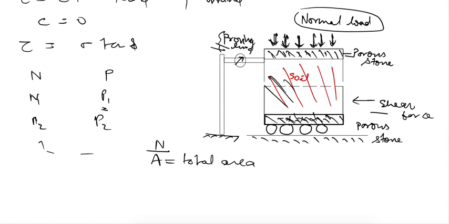So we conduct this experiment 4-5 times, and then we divide these forces by the total area. So normal force divided by total area will give our effective stress, because it is drained condition, so effective stress and total stress are same. And similarly horizontal force or shear force divided by area will give our shear stress.